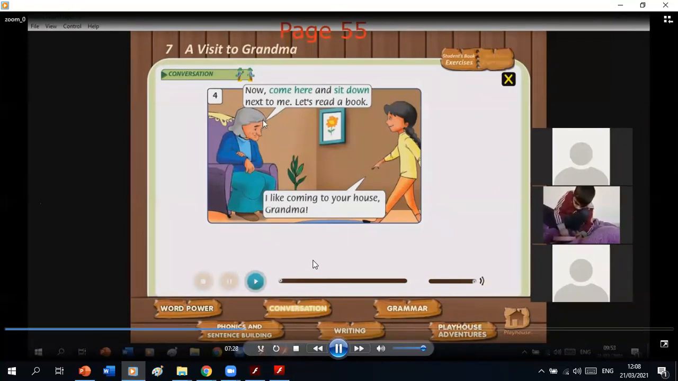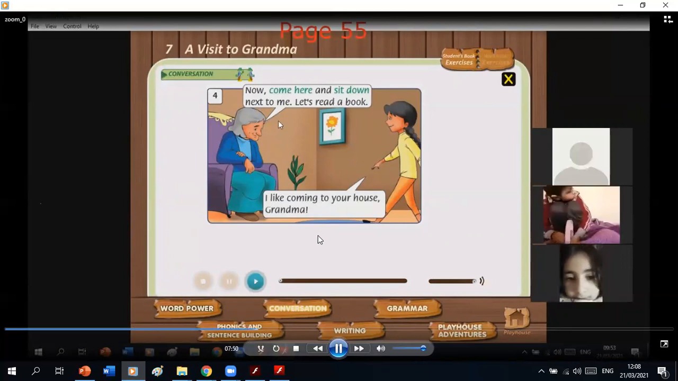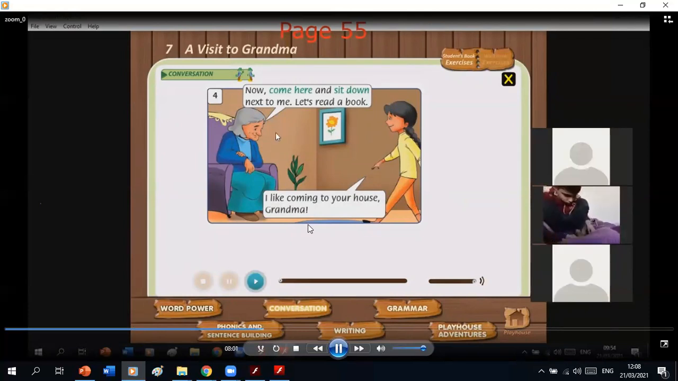I like coming to your house. Talin, again from the beginning. I like coming to your house. Don't rush, Talin. Again. I like coming to your house, Grandma. Great, Talin. Thank you so much. So she is happy because she wants to visit her grandma and help her.